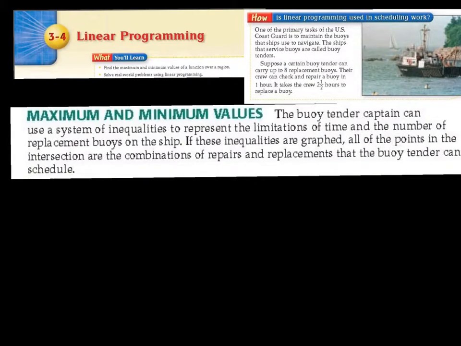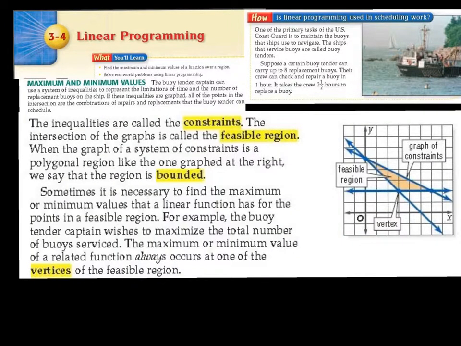The buoy tender captain can use a system of inequalities to represent the limitations of time and the number of replacement buoys on the ship. If these inequalities are graphed, all points in the intersection are the combinations of repairs and replacements that a buoy tender can schedule. The inequalities are called the constraints. The intersection of the graphs is called the feasible region. When the graph of a system of constraints is a polygonal region like the one graphed to the right, we say the region is bounded.